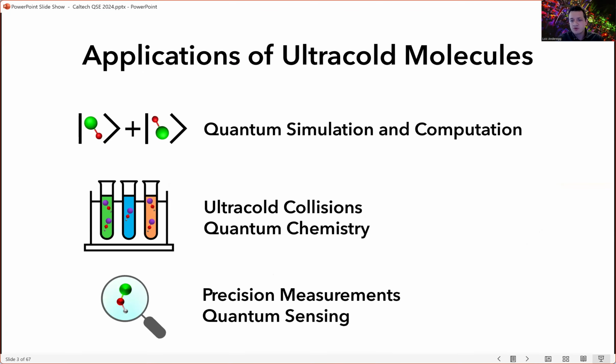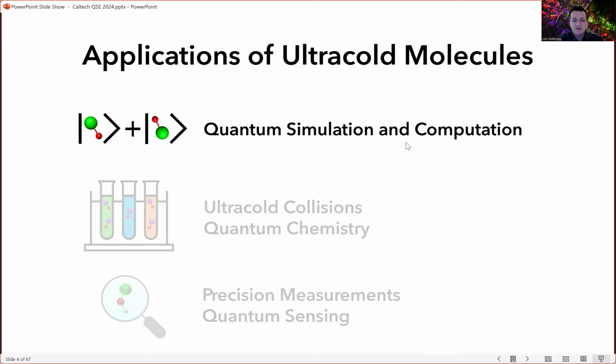So why are we interested in ultracold molecules? This is due to the three main applications of ultracold molecules. They can be used for quantum simulation and quantum computing. They can be used for studying quantum chemistry and ultracold collisions. And finally, they can also be used for quantum sensing and precision measurement applications. But today in this talk, I'd really like to just focus on the first and really just focus on quantum simulation and quantum computation with ultracold molecules.